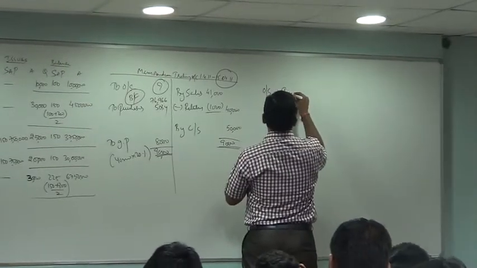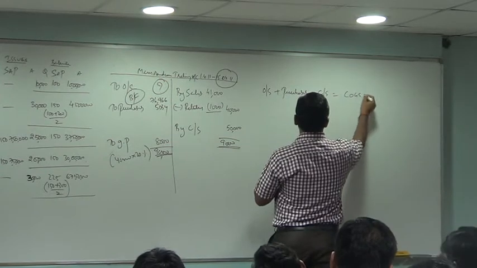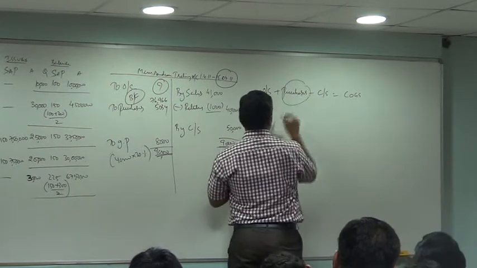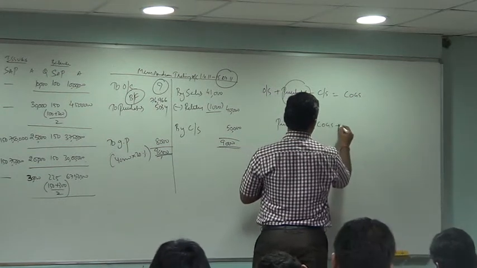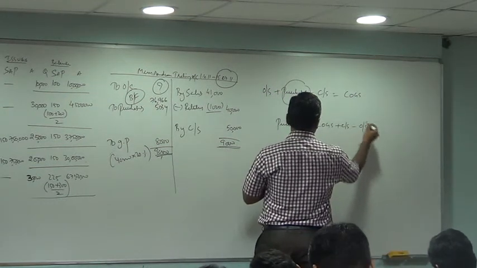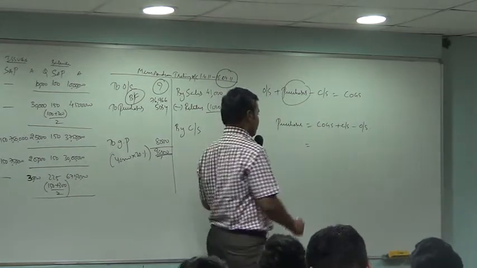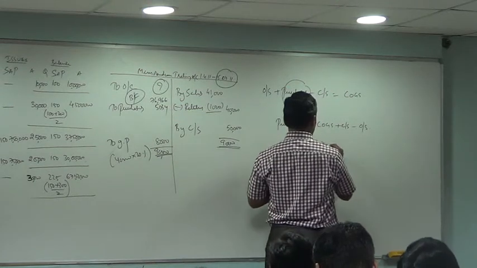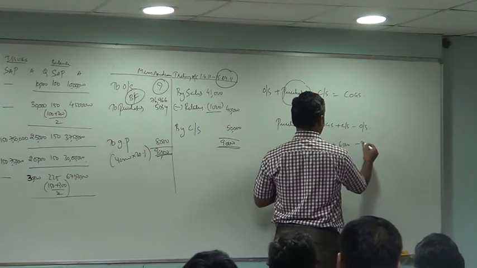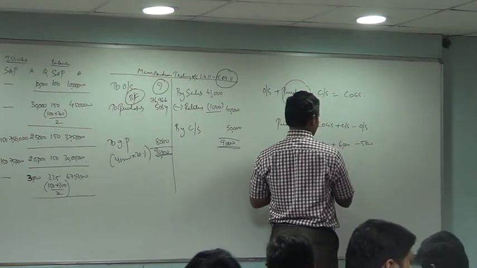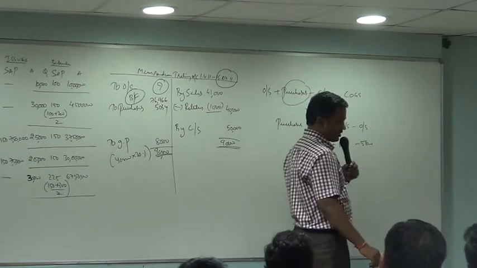Opening stock plus purchases minus closing stock is equal to cost of goods sold. I want purchases. Purchases is equal to cost of goods sold plus closing stock minus opening stock. What's the cost of goods sold value given in the problem? 80,700 plus closing stock value minus opening stock value. 80,900 is the value of purchases.